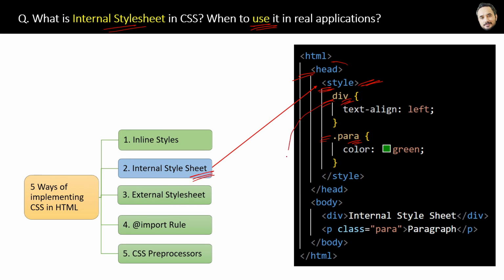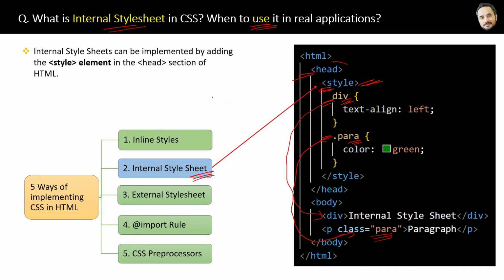Nothing special. The div style above will be applied to all the div tags on your current web page. Dot para is applied to any element which has the class equal to para. Okay. So finally, 2 points about internal style sheet. An internal style sheet can be implemented by adding the style element in the head section of the HTML. The next point is when to use it in a real application. This method is suitable for applying common style for multiple elements.